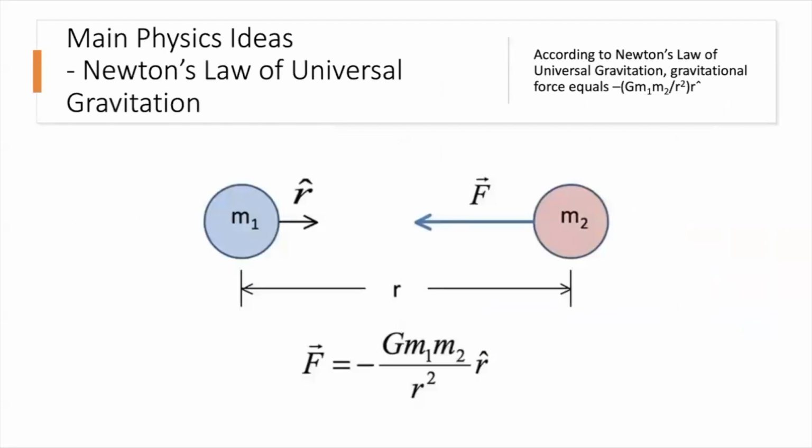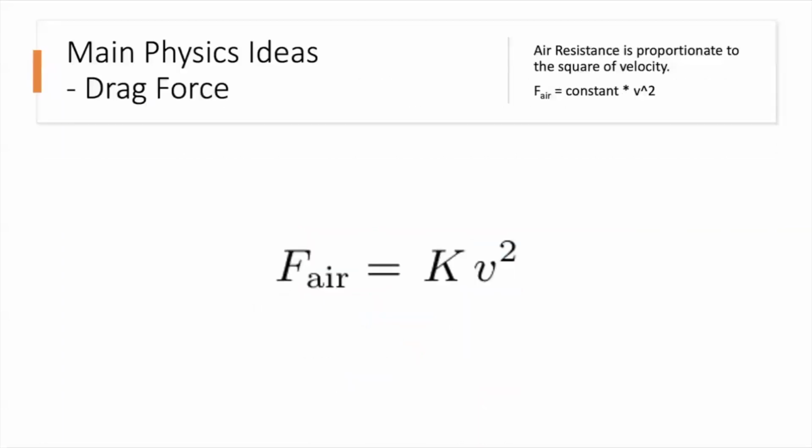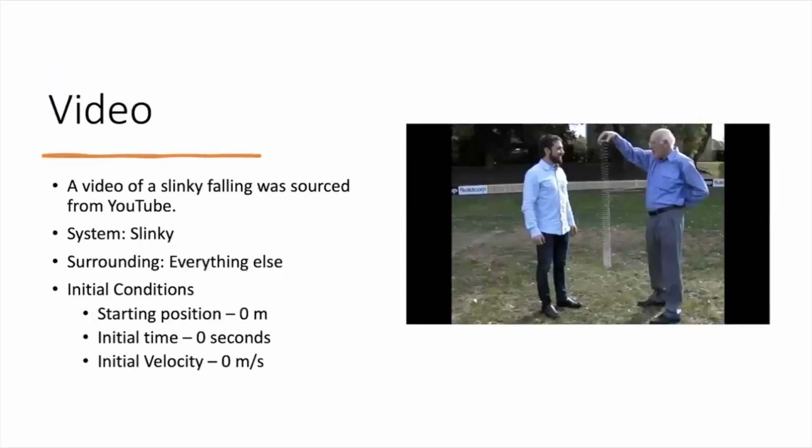Secondly, according to Newton's law of universal gravitation, gravitational force equals negative G m1 m2 over r squared, r hat. Third, according to Hooke's law, the force exerted by a spring is negative kx, in which k is a spring constant and x is the stretch. Lastly, air resistance is proportional to the square of velocity, represented by F_air equals a constant times v squared. Now to the experiment.